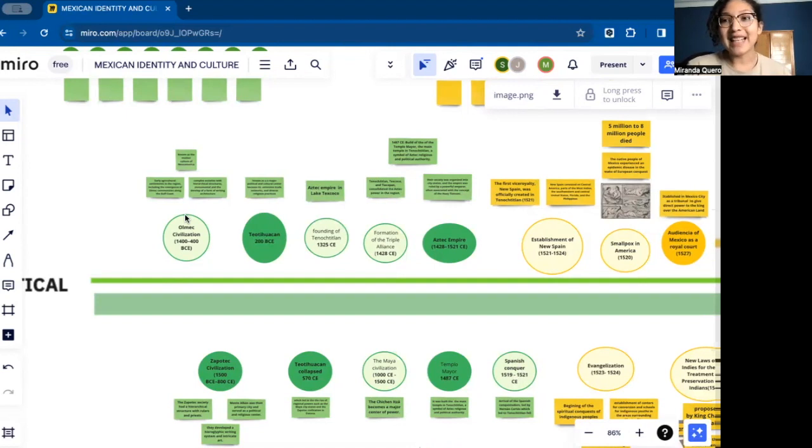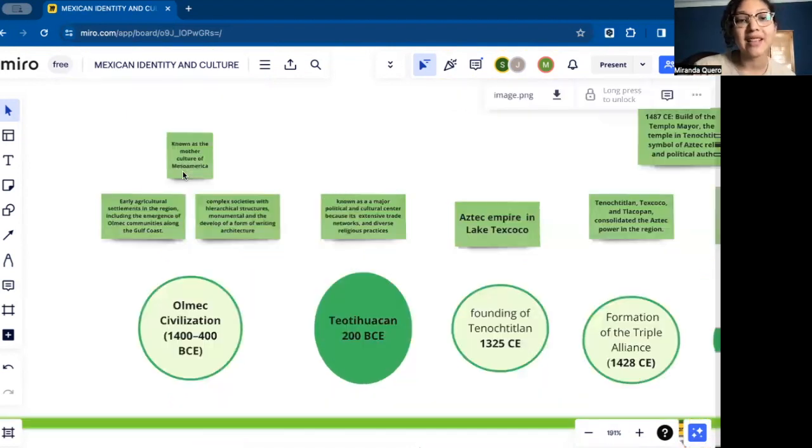Olmec civilization is how literally everything begins. Olmec civilization, as you can see here, is known as the mother culture of Mesoamerica. It was this culture that started to establish communities all along the Gulf Coast, and it would be the main establishment where people in the future would start to develop different types of civilizations or groups. Because even though we are talking about Mexican identity, it is important to know that there existed a lot of little groups that had their own identity that were also represented in their art. We will see it soon.